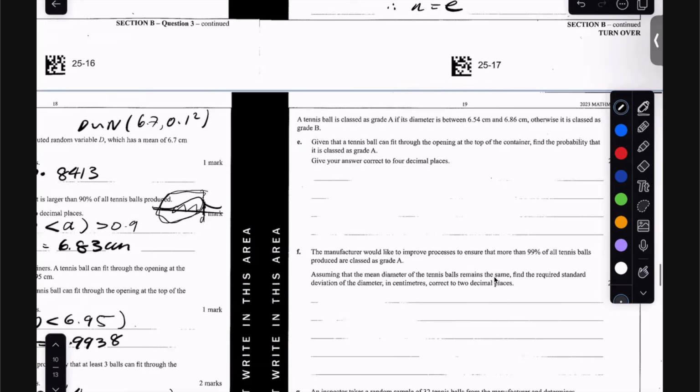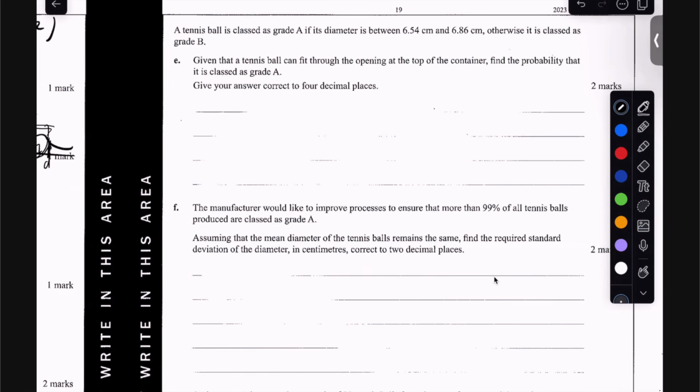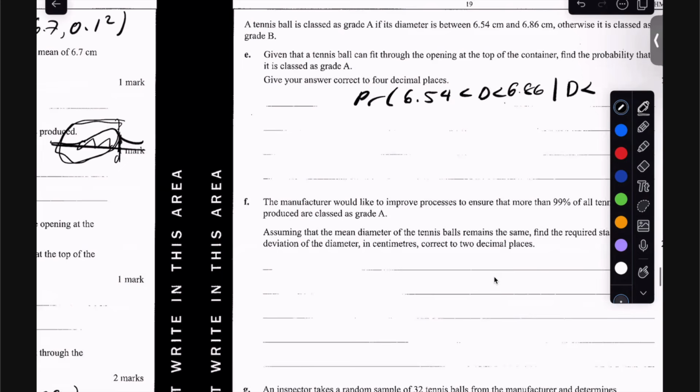A tennis ball is classed as grade A if its diameter is between 6.54 and 6.86. Otherwise, it is classed as grade B. Given that a tennis ball can fit through the opening at the top of the container, find the probability. So find the probability that D is between 6.54 and 6.86, given that D is less than, I think it was 6.95.